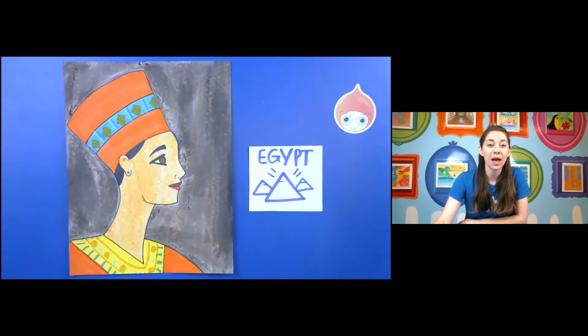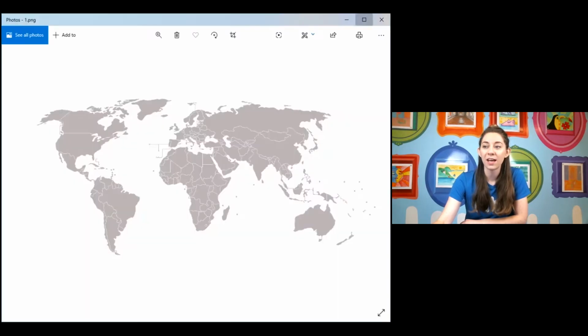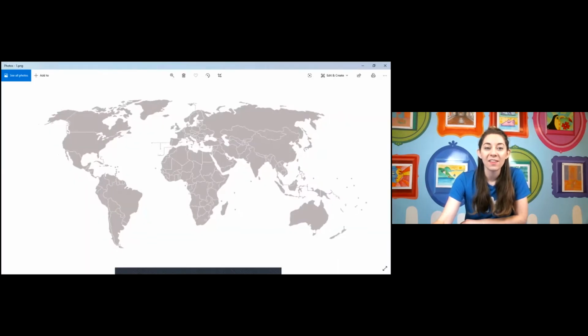So I want you guys to take a look. Now maybe in your head you're thinking, oh, I think I know where it is. Let's see if you are correct. So as you see here, this is a map of the whole world, and Egypt is all the way right here where my mouse is, and it's in the continent of Africa.